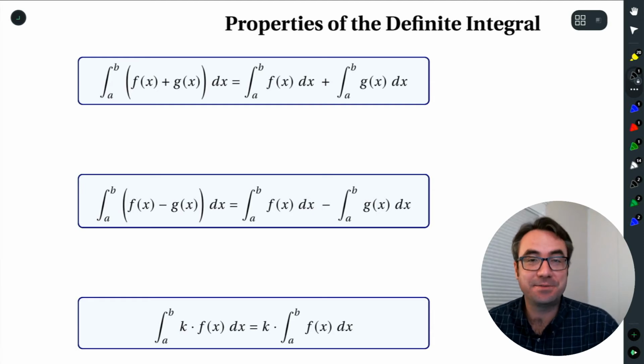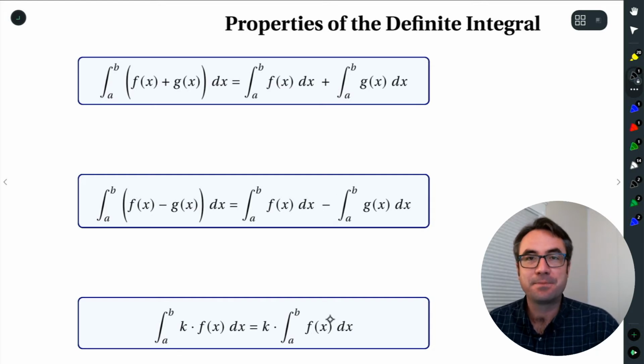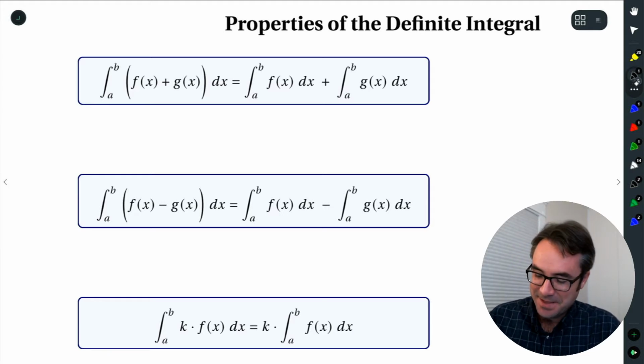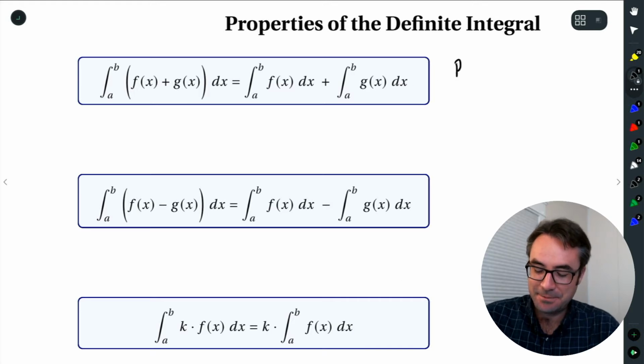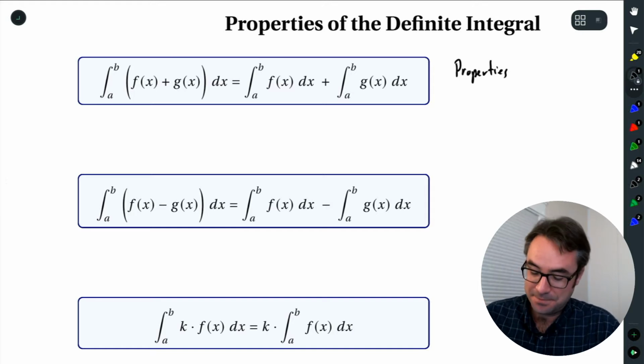Let's look at some properties of definite integrals. These are going to feel pretty similar. Hopefully they feel familiar, and that's because these three properties are inherited from our indefinite integral properties. So really, these three properties we have listed here are inherited from our indefinite integral.